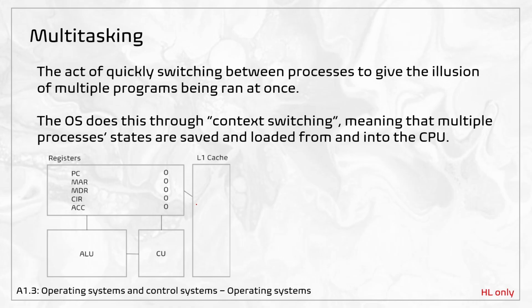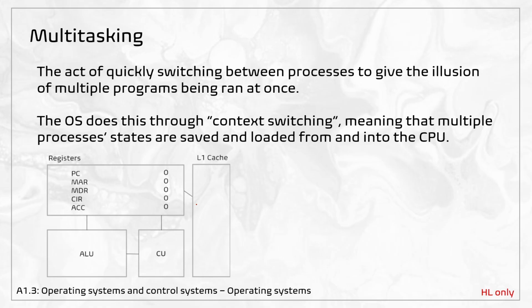Now let's talk about multitasking and how the OS manages multitasking. In computers, multitasking refers to the illusion of multiple programs being run at the same time. Unless your CPU has an ungodly amount of cores, this is impossible for a CPU. Instead, what the OS actually does is make the CPU switch between processes very, very quickly, making it seem like each program is being run smoothly from the user's viewpoint.